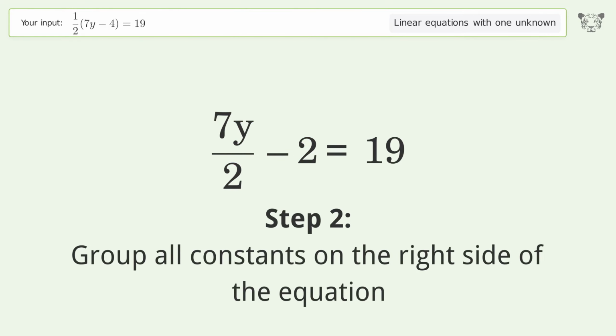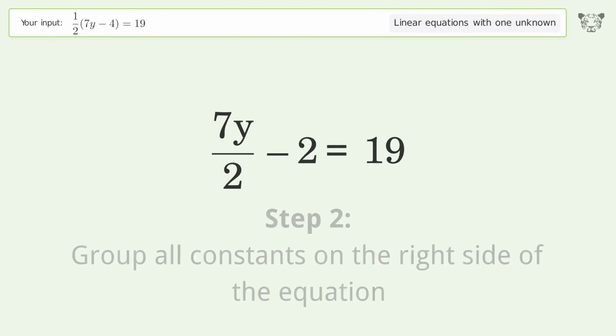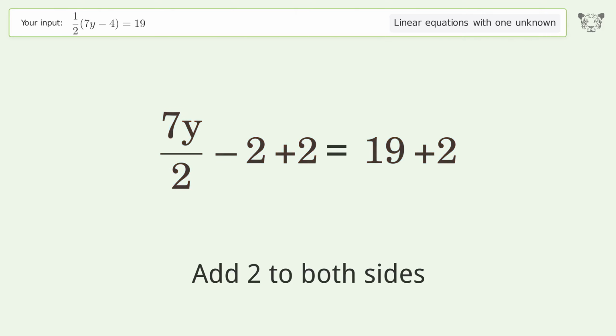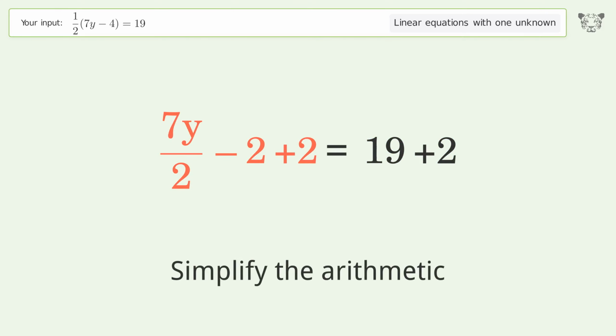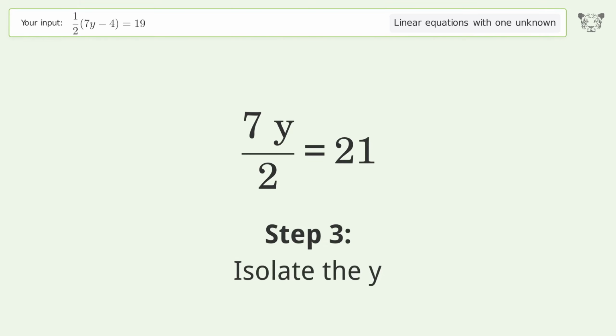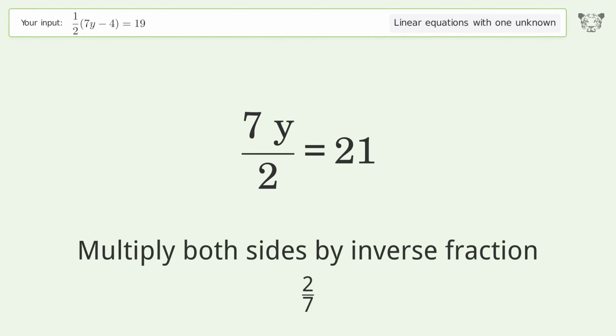Group all constants on the right side of the equation. Add 2 to both sides. Simplify the arithmetic. Isolate the y. Multiply both sides by inverse fraction 2 over 7.